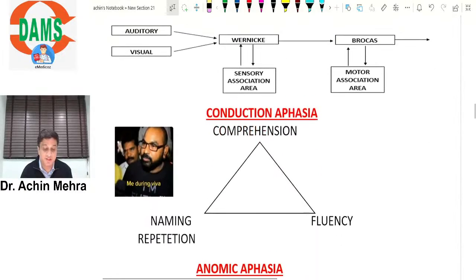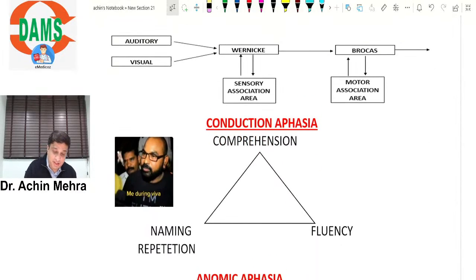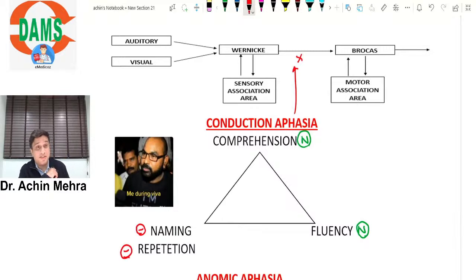Then we have conduction aphasia, in which the damage lies over here, between the Wernicke's and the Broca's, in the arcuate fibers. So my comprehension is intact, my fluency is intact, but my naming and repetition is totally gone. Sometimes my examiner asks me in the viva, yes, what topics have you read? My answer is, I don't know, sir.